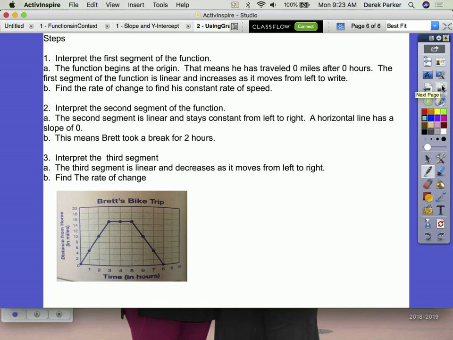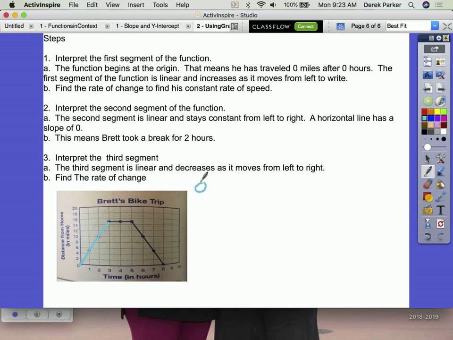So, first part, interpret the first segment of the function. The function begins at the origin. That means he has traveled 0 miles after 0 hours. The first segment of the function is linear and increases as it moves from left to right. Find the rate of change. So let's go ahead and do that.